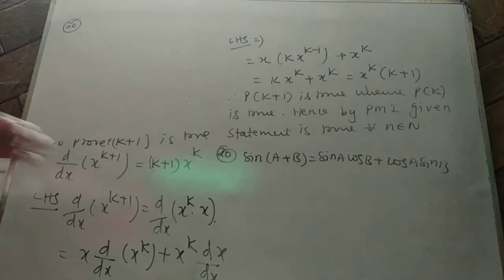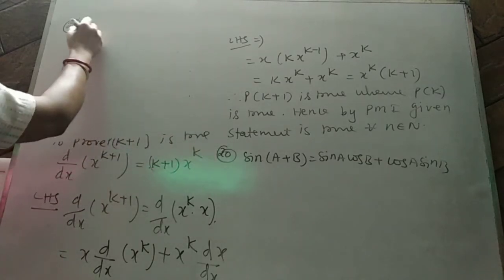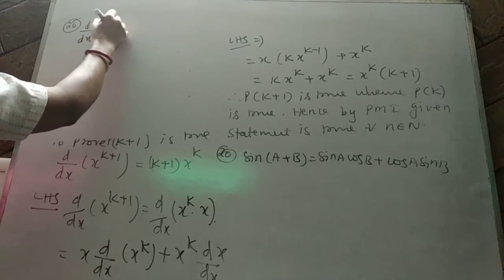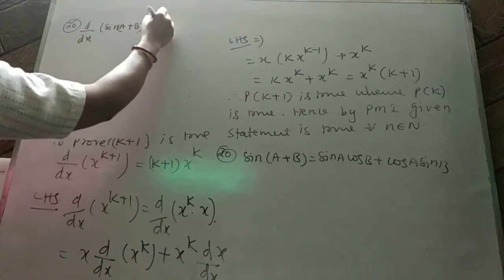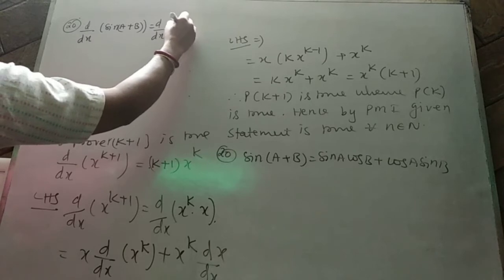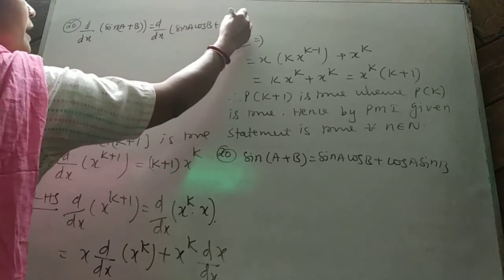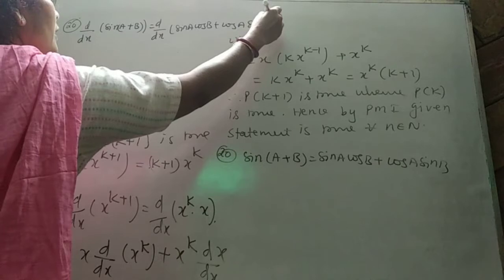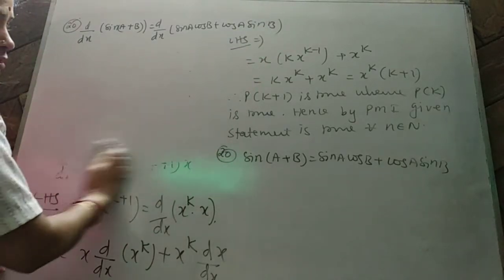Now anyhow, हम LHS RHS अलग अलग डिफरेंशिएट करते हैं. Otherwise, if you want to take it directly, you have to take it direct: d by dx of sin(a plus b). That is equal to d by dx of sin a cos b plus cos a sin b. Okay, now if I have done, I can erase it.